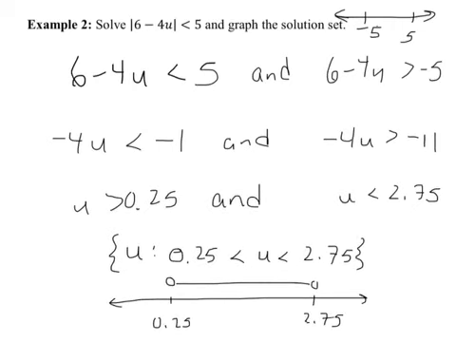Okay? You can check your answer region by testing any given point in there. So notice that the number 1 is between 0.25 and 2.75. So test the number 1 in the original equation to make sure that it works, and it does indeed end up being true. You end up getting 6 minus 4, which is 2, and 2 is indeed less than 5.